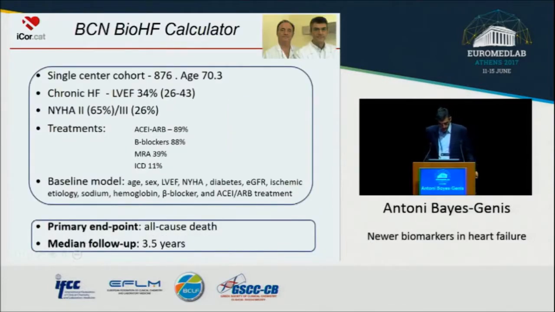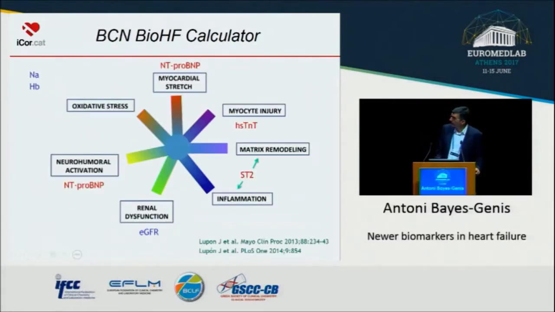In our case, we did a single center cohort of almost 900 patients, mainly HFrEF, class 2, mainly 2, 3, properly treated. For the baseline model, in this case, we included not only the clinical variables, but also treatment, because that has to do with the outcome of the patient. So we need to incorporate whether the patients are treated or not with beta-blockers and ACE inhibitors, which are indications 1A in heart failure. Primary endpoint was all-cause death, and the median follow-up was 3.5 years.